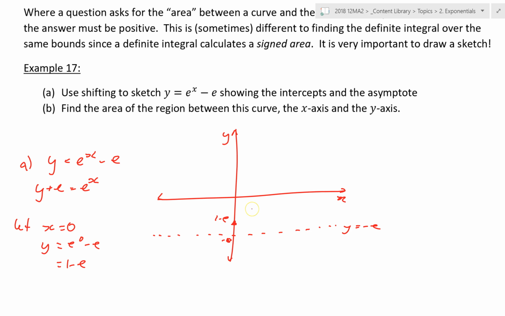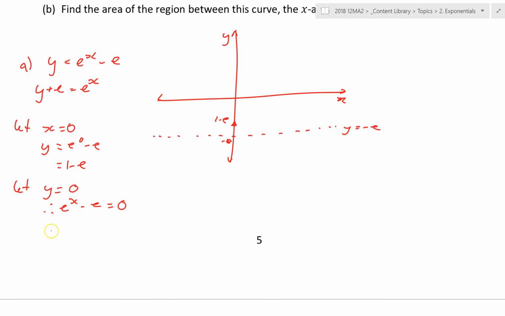I've still got this asymptote here, and I've got one of my intercepts. It is going to come up here and cross the x-axis, because we have fallen down below it now, it's no longer the asymptote. Now, let y equal 0. Therefore, e to the x minus e equals 0, which is the same as saying e to the x equals e. Strictly we would solve this with logarithms, but I think we can just equate these well enough and say e to the x is the same as e to the 1. Can we say x equals 1? Sure can. x equals 1. So we have an intercept here at 1.